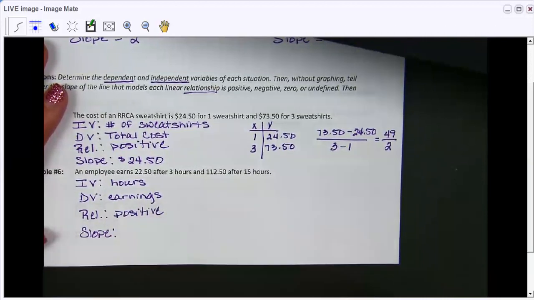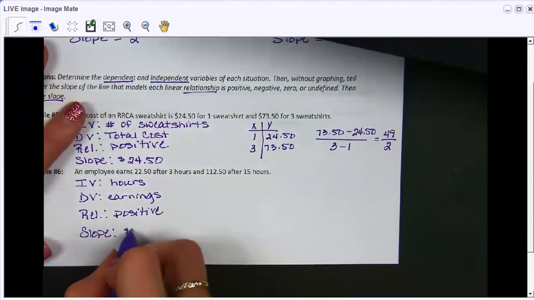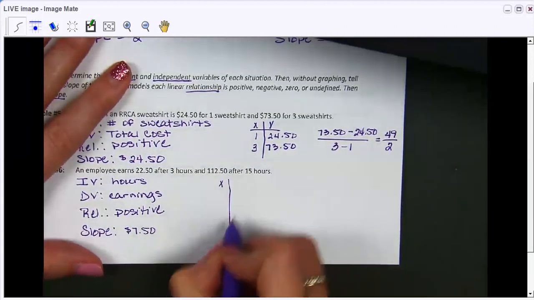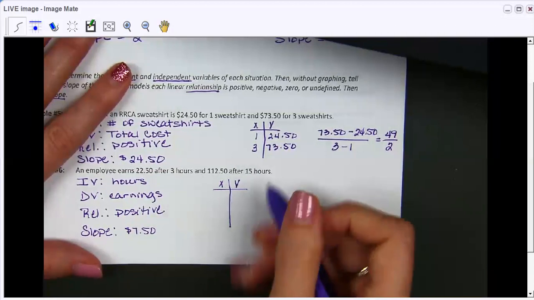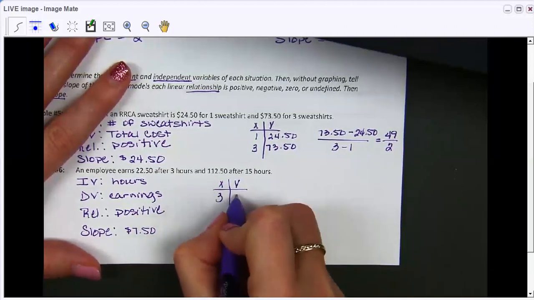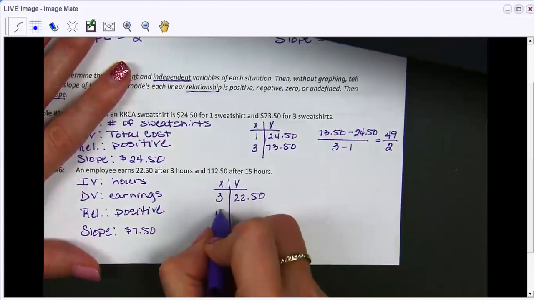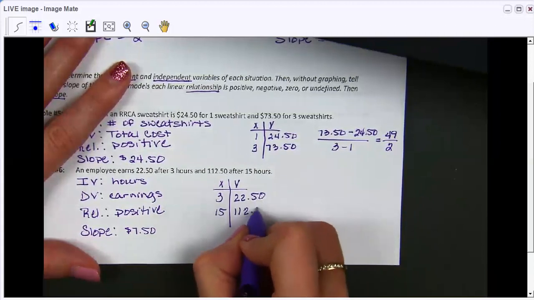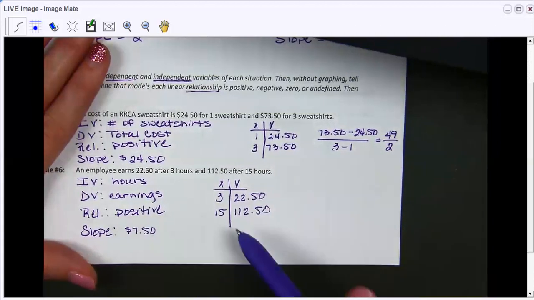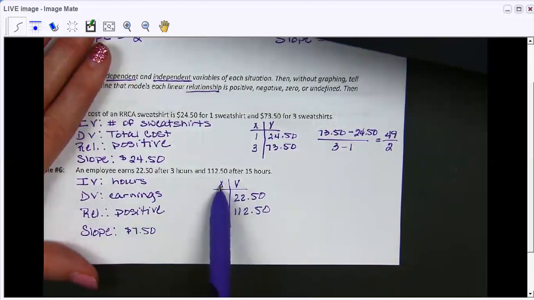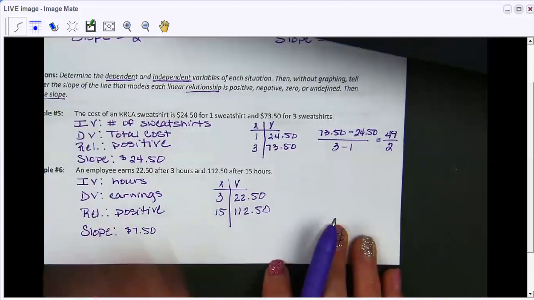Did anyone find this slope? Jaden? It's 7.50. Yep. Okay, and if you didn't find the slope, I'm going to show you how to do that. And if you have trouble, please write this down so that you can use these notes to help you with the homework. So 3 hours is $22.50. 15 hours is $112.50. And the reason I know where to put these values is because we said that the hours was the independent variable. The independent variable is X, so that's where my hours go. Okay, and then dependent would be how much I get paid for those hours.